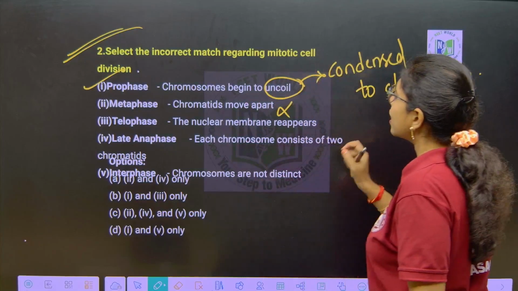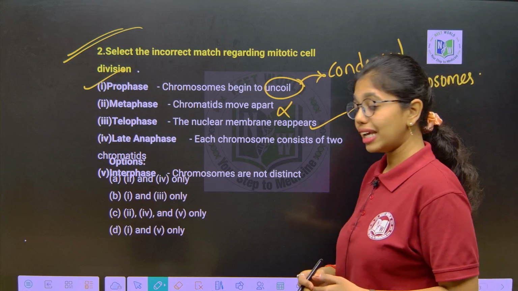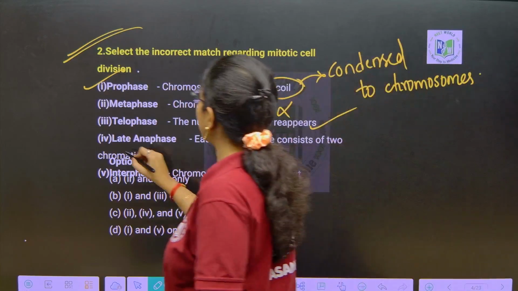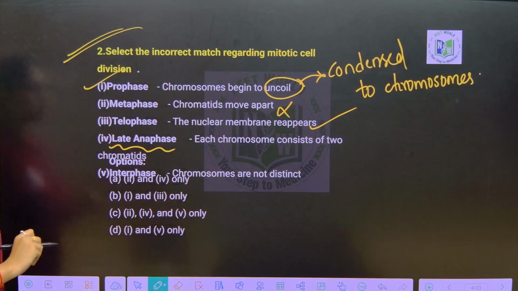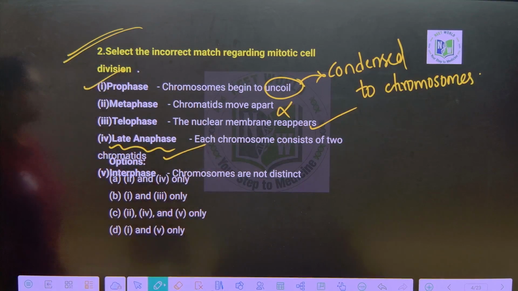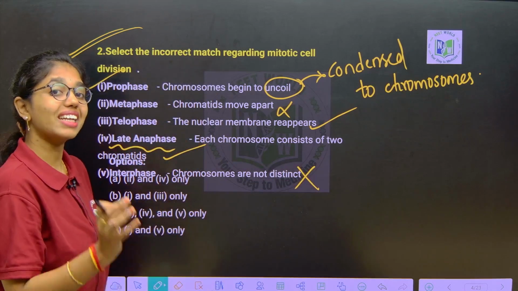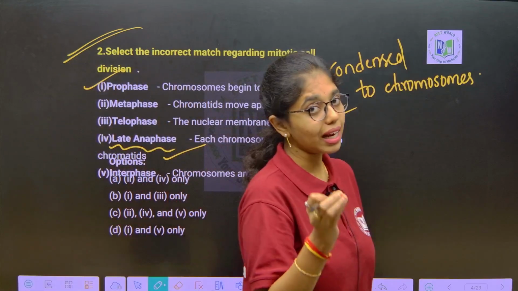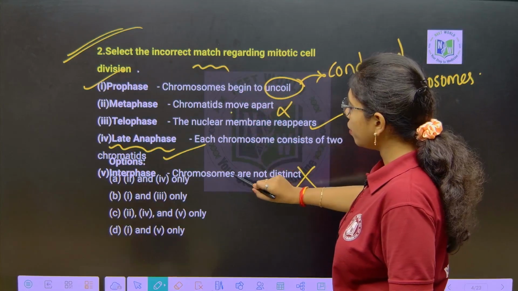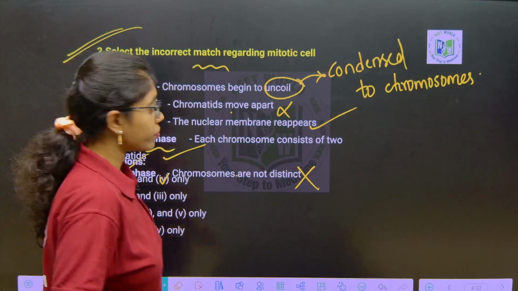Next, telophase, the nuclear membrane will reappear. True, nuclear membrane reappears during telophase. Late anaphase, the chromosomes consist of 2 chromatids. True. Next, in interphase, chromosomes are not distinct. Wrong. During interphase, chromosomes are distinct and they are visible under light microscope. So here what are the incorrect matches? 2 and 5 will be the incorrect matches. So it is option A. Next question.